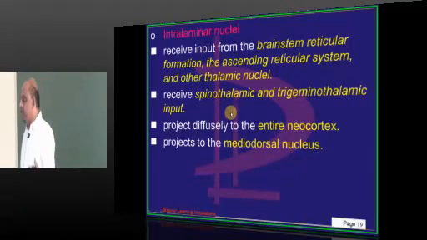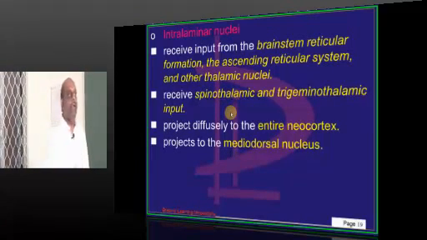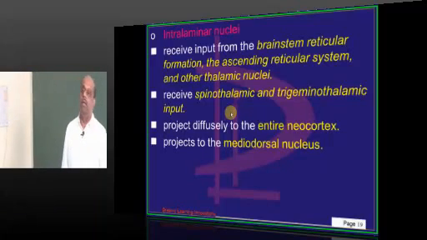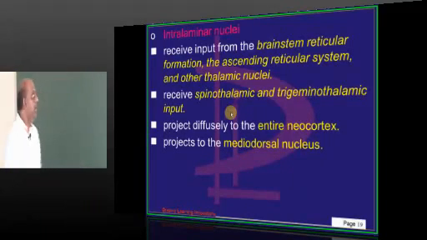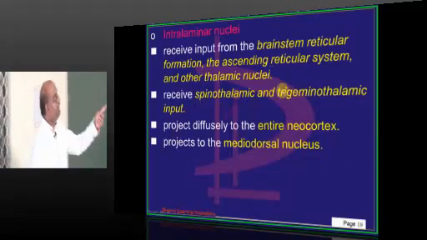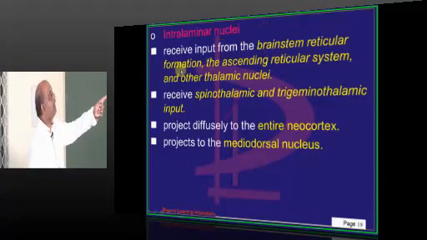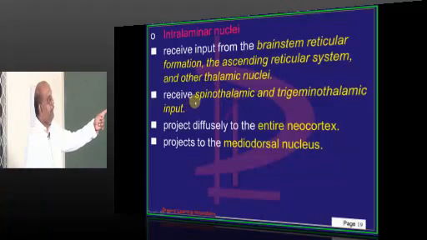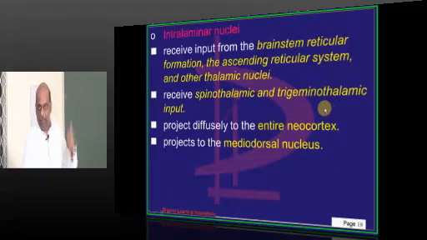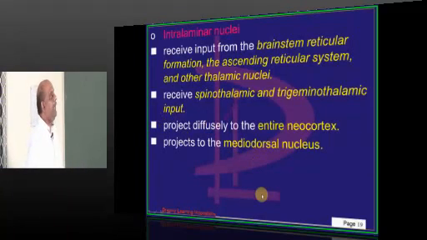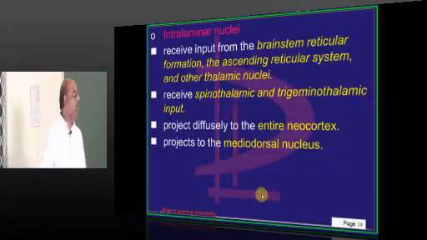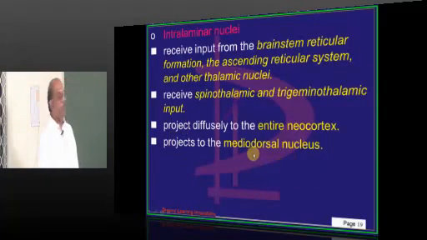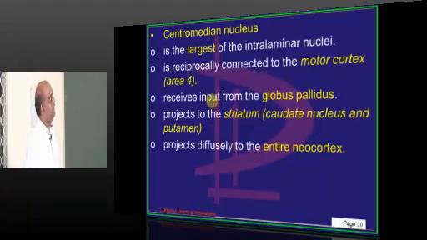Then the next important nuclei are the interlaminar nuclei. Why are they important? The interlaminar nuclei receive input from the reticular formation of the brainstem and other thalamic nuclei, and very importantly, they receive input from the spinothalamic tract, which brings pain from the body, and the trigeminothalamic tract, bringing pain from the face. They project diffusely into the neocortex, and also project to the dorsomedial nucleus.